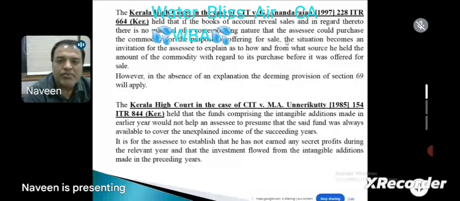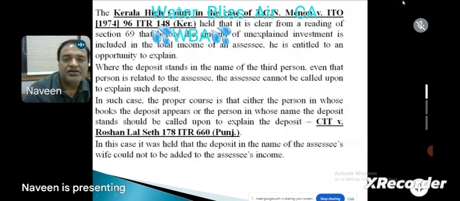Again, the Kerala High Court in M.A. Unnipuri's case, what is it telling? Funds comprising intangible additions made in earlier years would not help an assessee to presume that the said fund was always available to cover the unexplained income of the succeeding years. It was for the assessee to establish that he has not earned any secret profits during the year and that the investment flowed from intangible additions made in the preceding years.